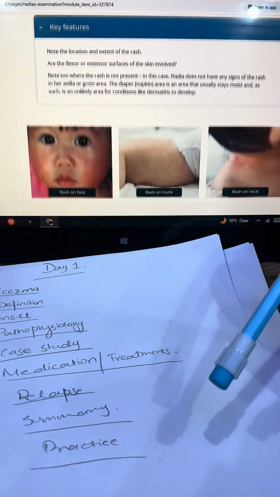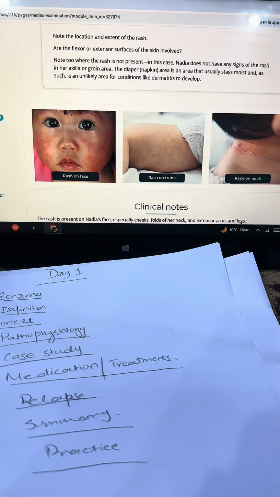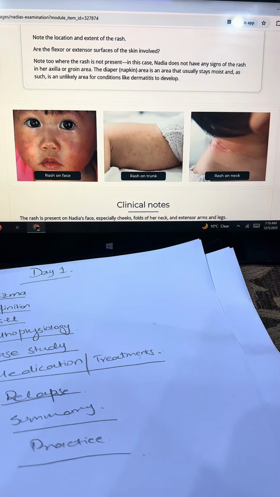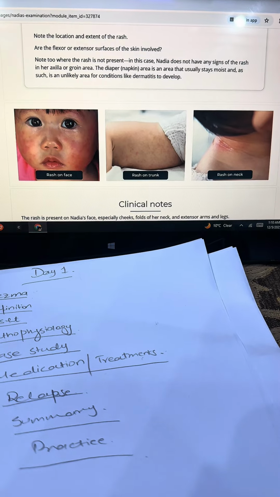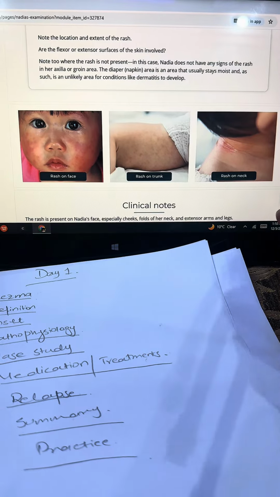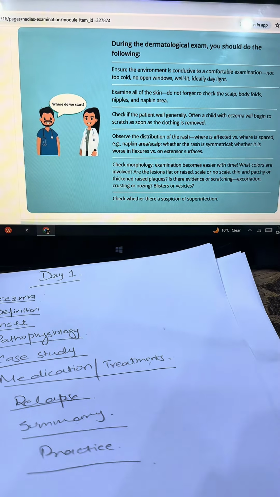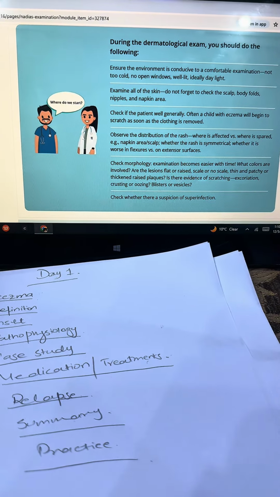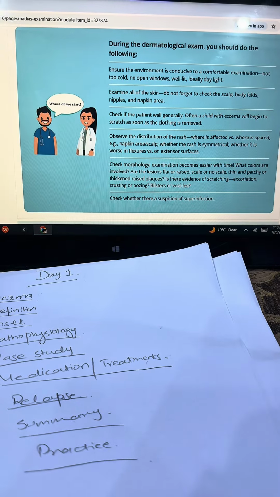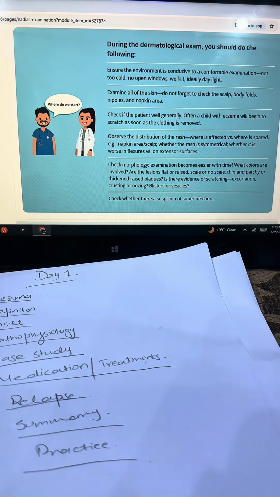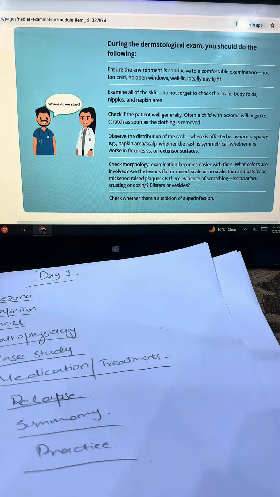Okay, in the key features, we can see the rash on the face, the rash on the trunk, the rash on the neck. In clinical notes, dear students, you can see those things which may be important to include in our history.